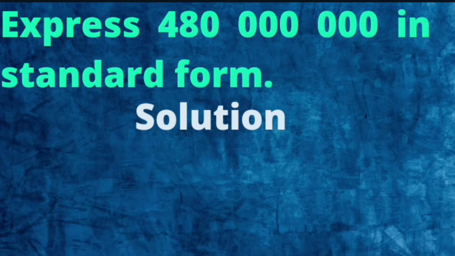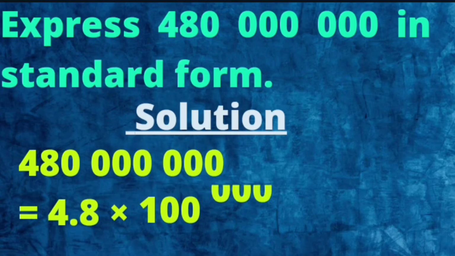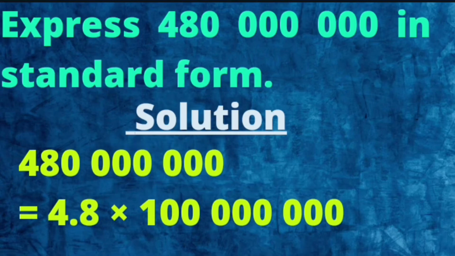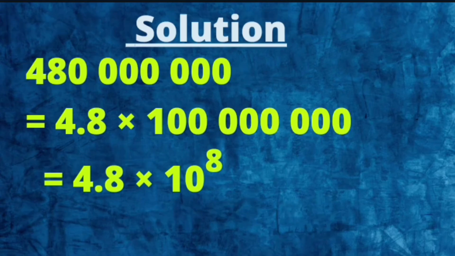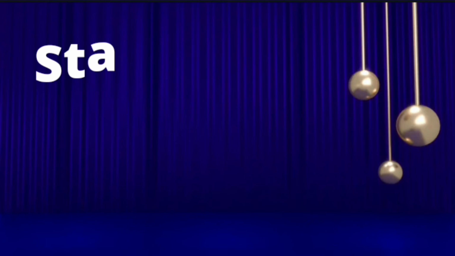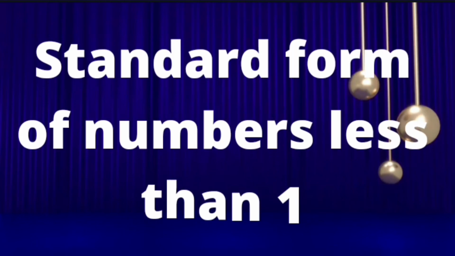If you're asked to express 480 million in standard form, this is how you do it. 480 million is the same thing as 4.8 times 100 million. And 100 million can be expressed in short as 10 raised to power 8. This is the required solution. We can also express numbers that are less than 1 in standard form.